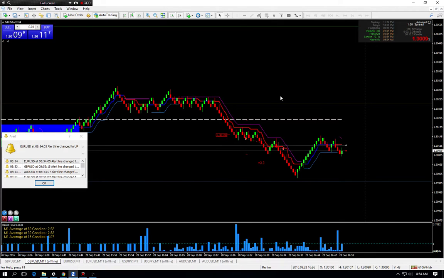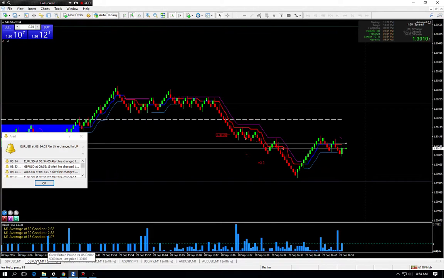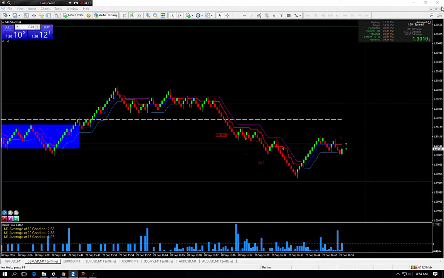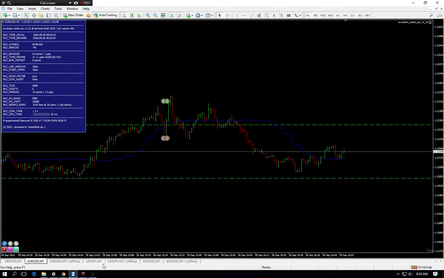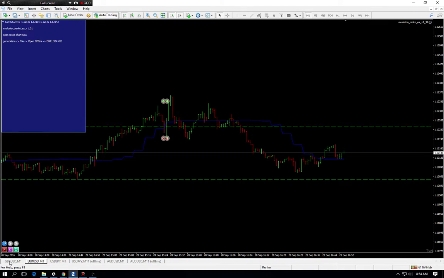We got 5 minutes left, so let's go ahead and we're going to do GBP and Euro USD. So I'm going to close this one. Let's get the alerts off there first. So I'm going to close my Renko, and Euro, we're going to close the Renko. Now let's go to GBP.